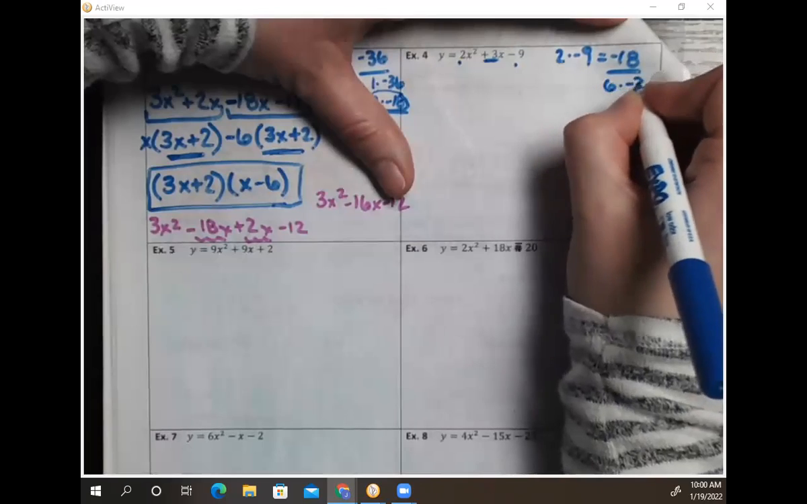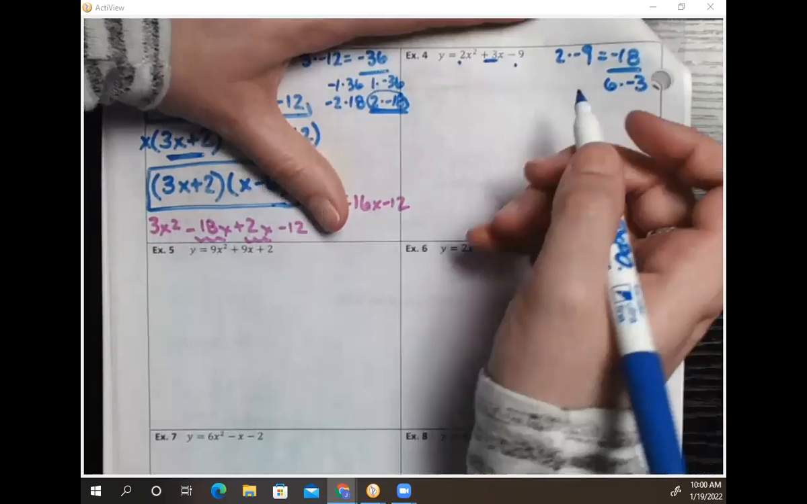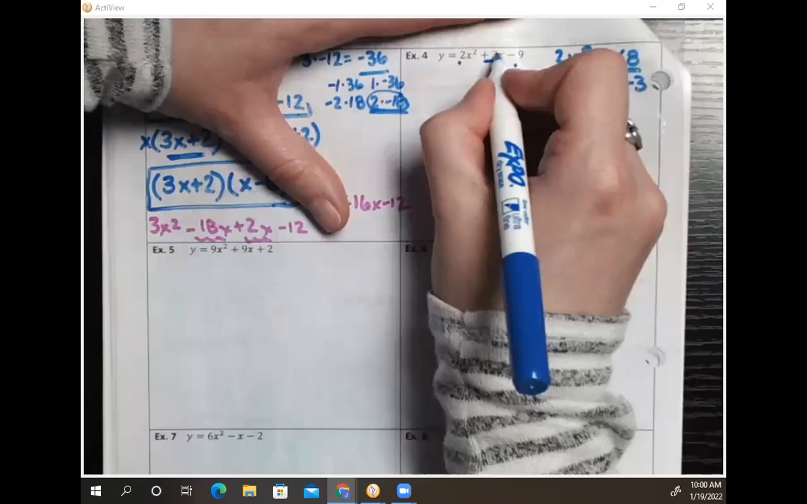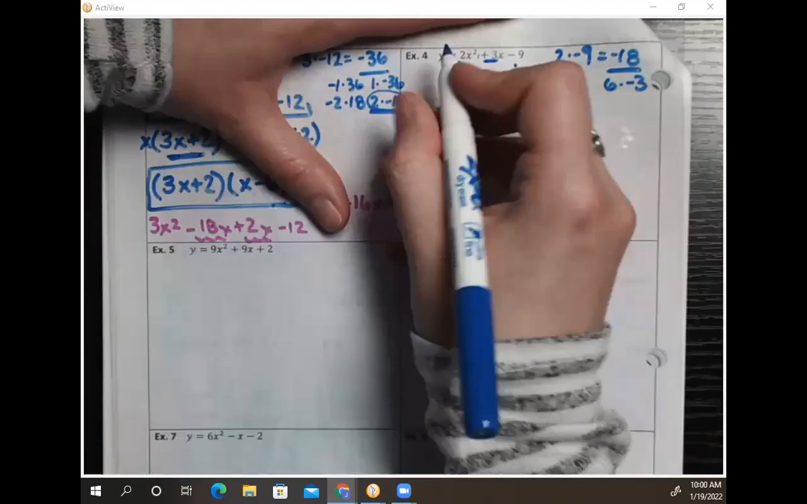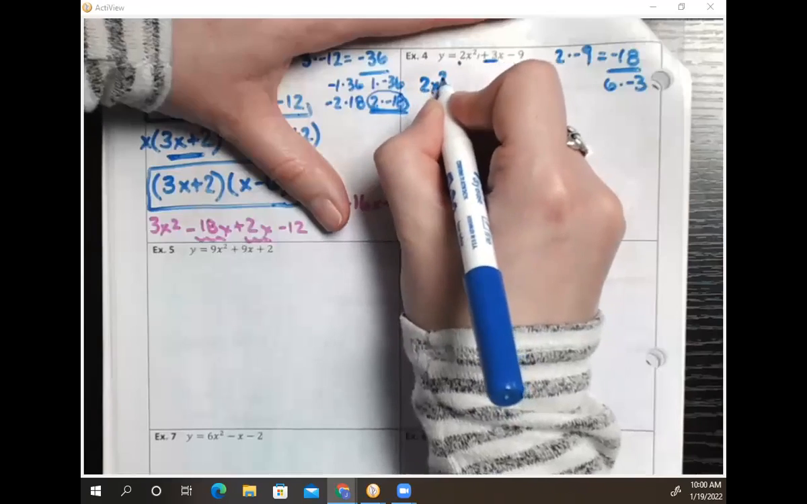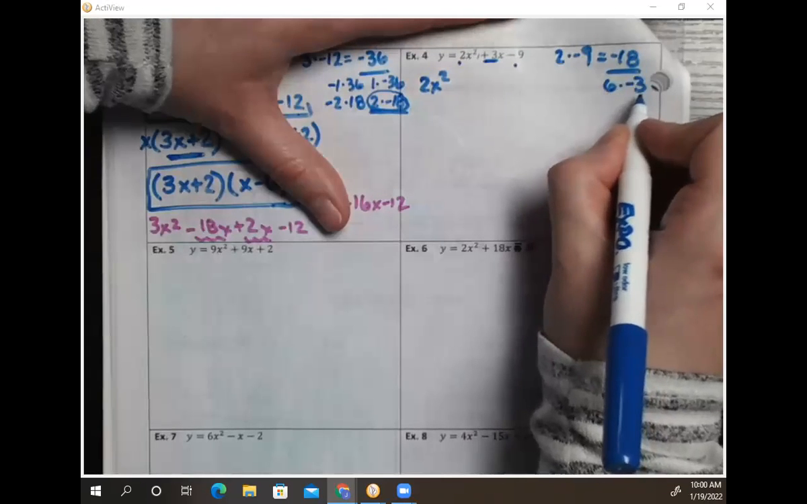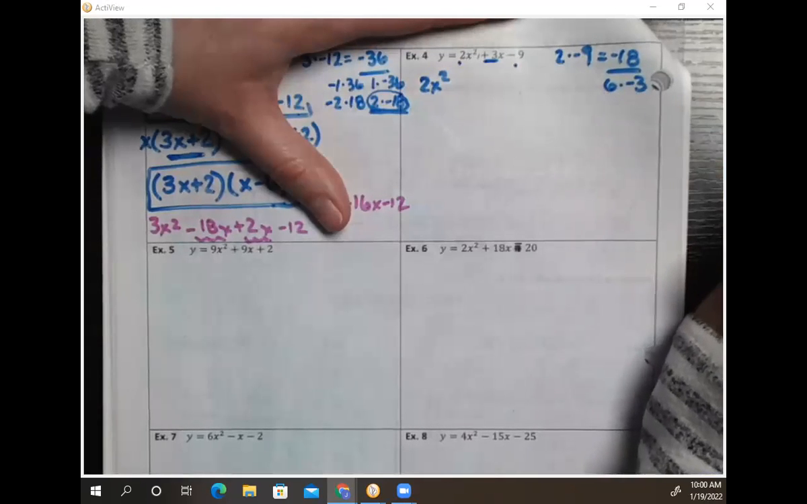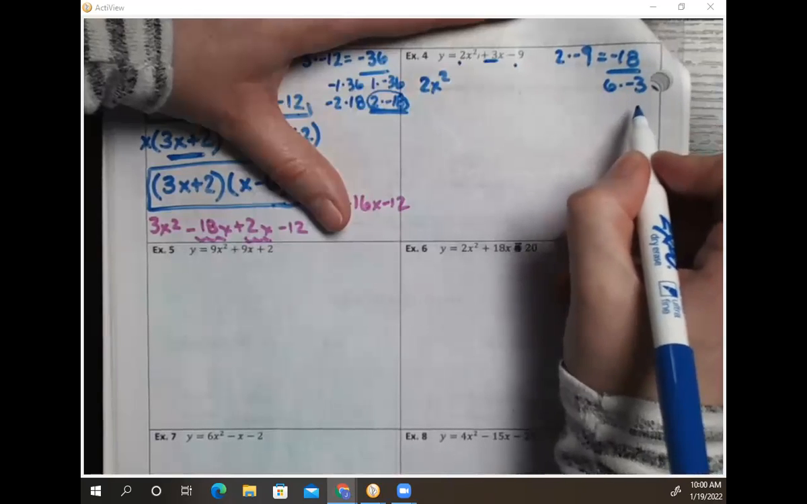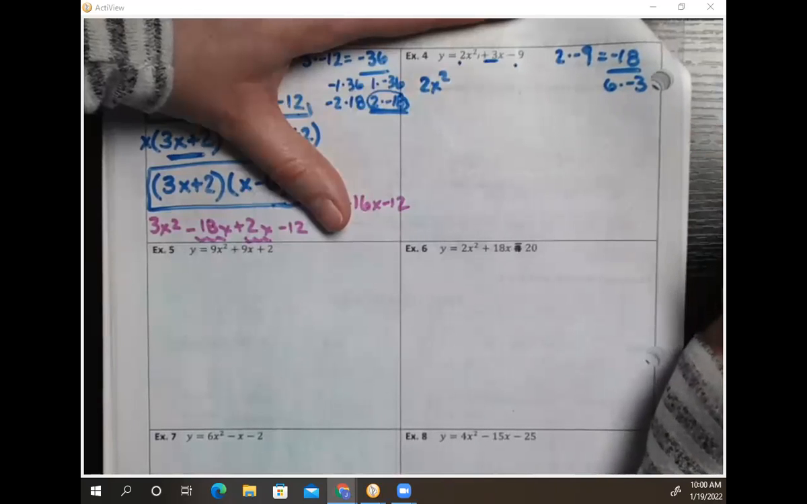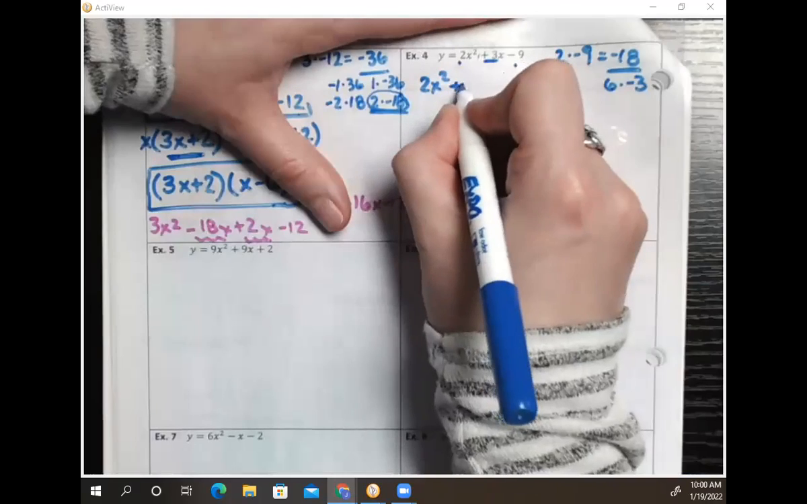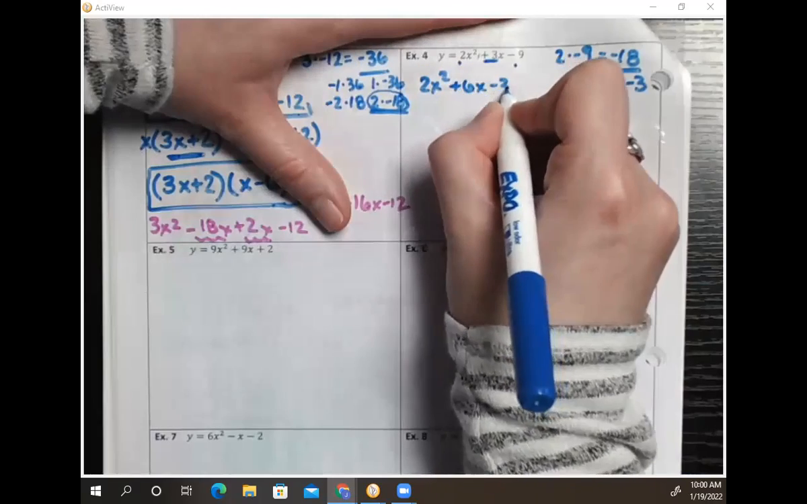6 times negative 3, that will do it. So I'm going to use these numbers to split apart the middle term. The 2x squared stays exactly the same. And then since you gave me 6 and negative 3 in that order, that's the order I'm going to use. If you had given me negative 3 and then 6, I can put it in that order too. That doesn't matter. So plus 6x minus 3x.